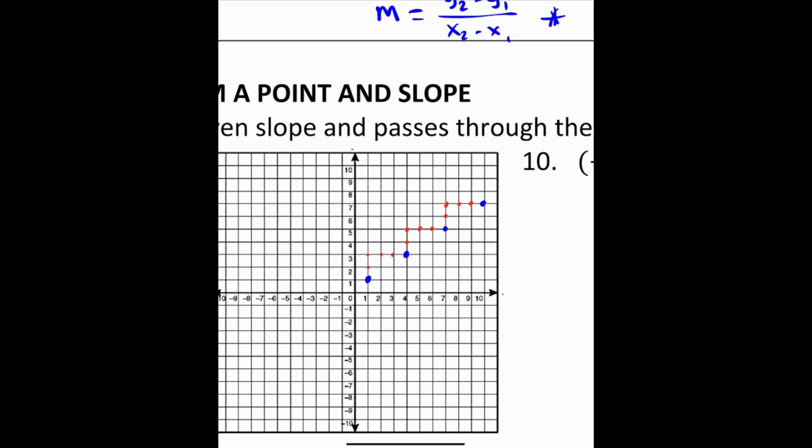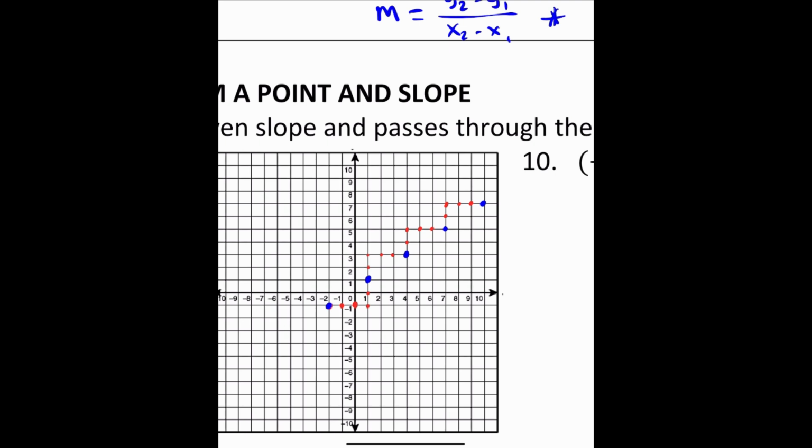Now what I'm going to do is go back to my original point, which is 1 comma 1, and do the opposite. I'm going to go down 2, left 3. So see that we did up 2 and then right 3. I'm going to go back to 1 comma 1 and do the opposite for the other direction. So I'm going to go down 2, left 3. So 1, 2, 3, and then I'll put a point right there.